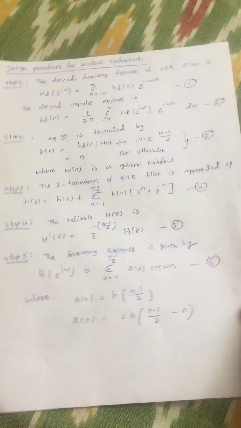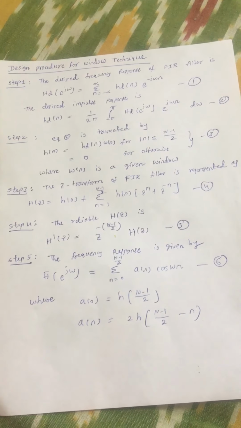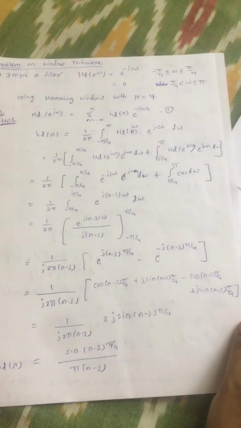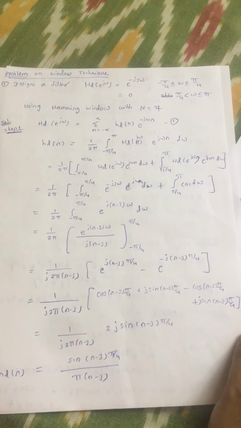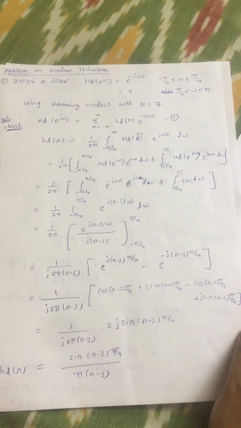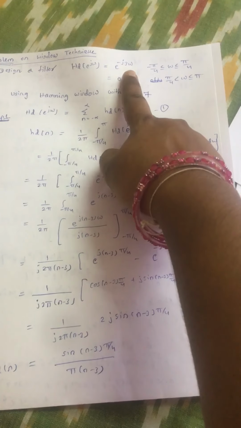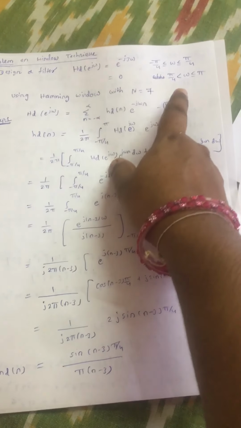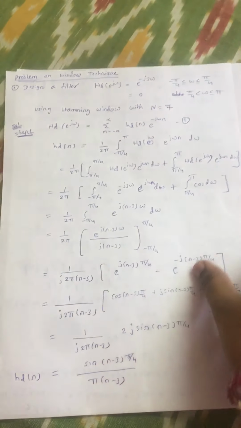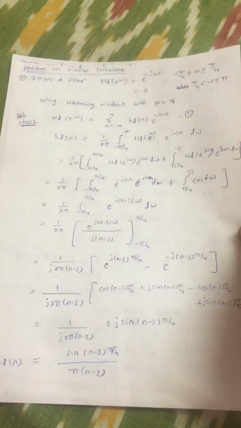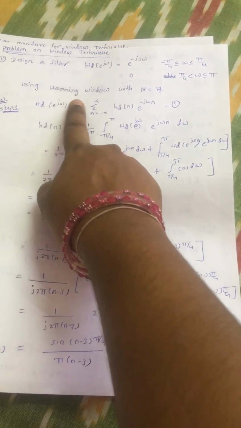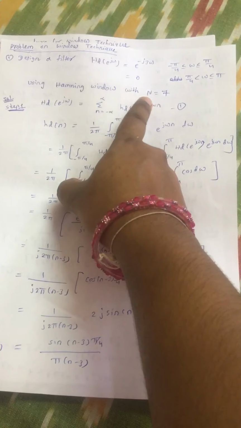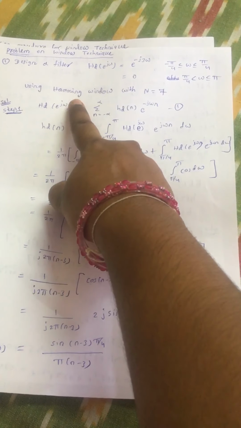Next we will see a problem on the window technique. This is a problem for the window technique. Read the problem: design a filter with HD(e^jω) = e^(-j3ω) for -π/4 ≤ ω ≤ π/4, and 0 for π/4 ≤ |ω| ≤ π. Now see the steps for the window technique. Here they mention using a Hamming window with N equal to 7.